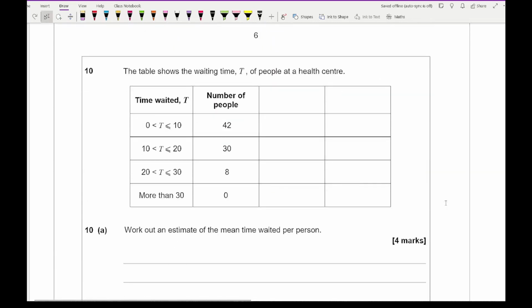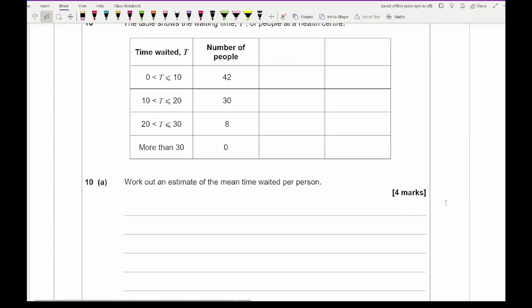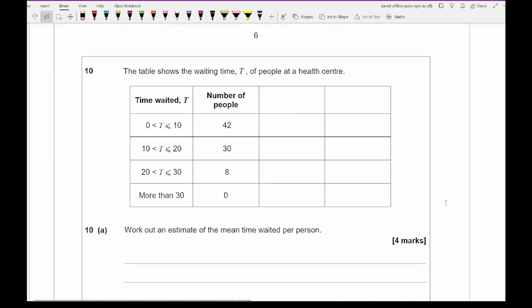Moving on to question 10, it says that the table shows the waiting time, T, of people at a health centre, and the question is asking us to work out the estimated mean time waited per person. Now we don't know the units, but that has no significance.